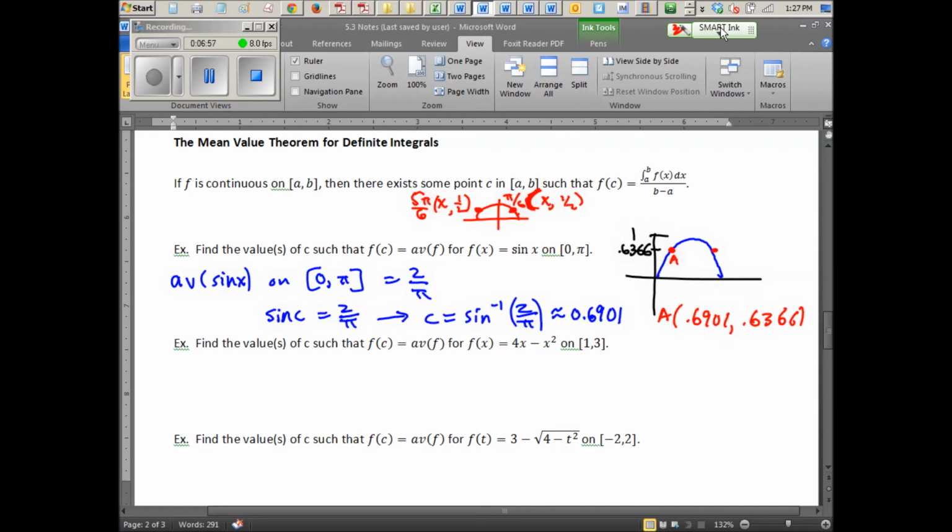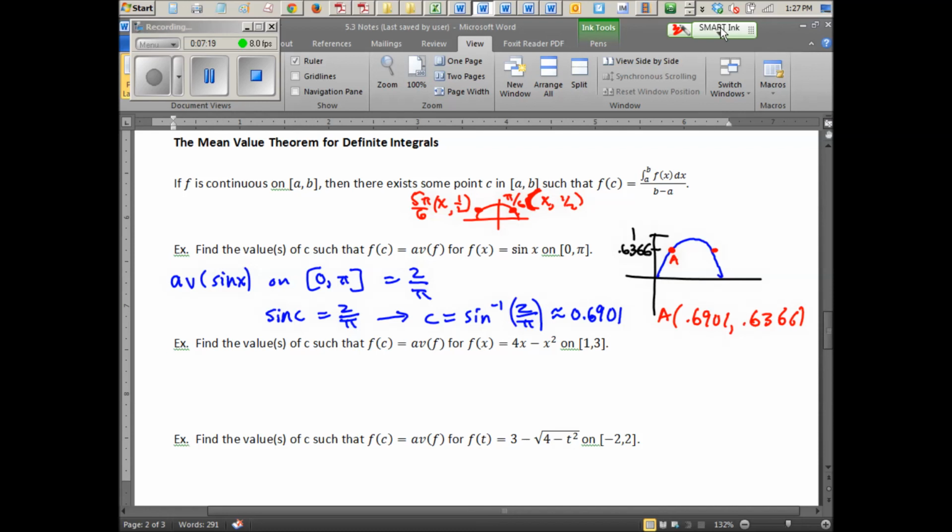So in other words, pi over 6 and 5 pi over 6, what's the relationship between those two numbers? They add up to what? Not 1. They add up to pi. In other words, they're supplements. They add up to 180, see?